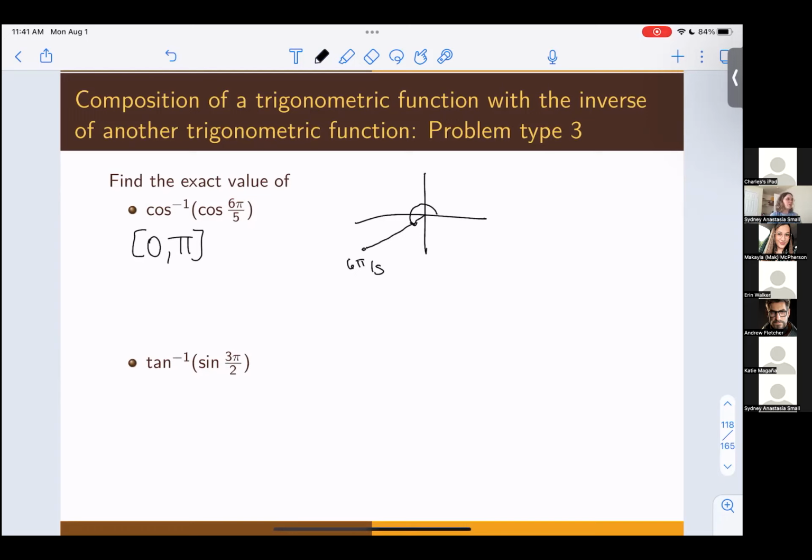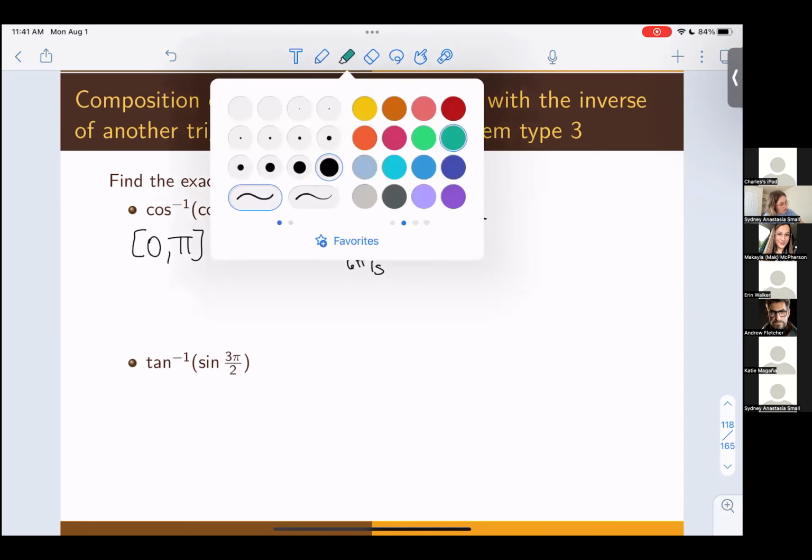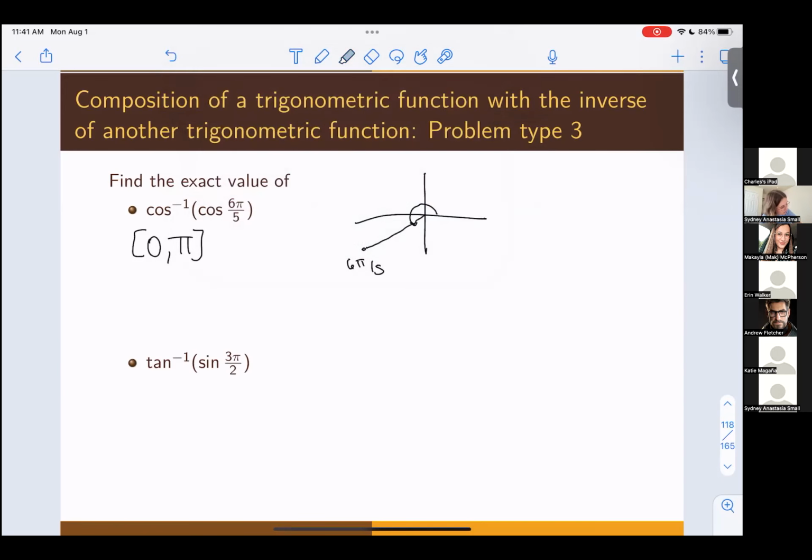So I have to think about, okay, 0 to pi is my allowed range of output values for this inverse function, so that's up here. Now I have to think about, okay, what angle in that allowed region has the same x coordinate on the unit circle, i.e. cosine, as 6 pi fifths? Well, here's my x-axis, so here is my x coordinate.